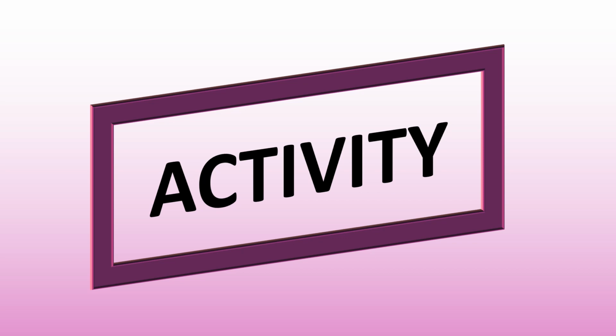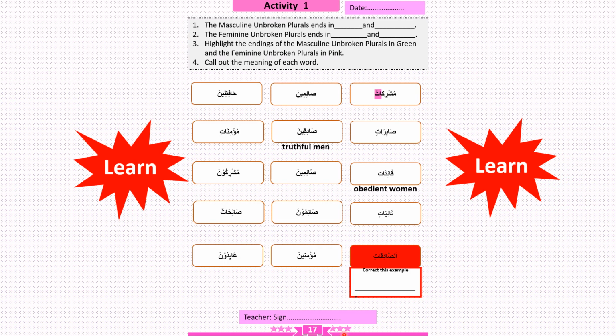Then we focus on the activity that appears in the book under the notes. This is page 17. Learn again. These two words are new. Sadiqina, truthful men. Qanitatin, obedient woman. Other words have been repeated on page 17.